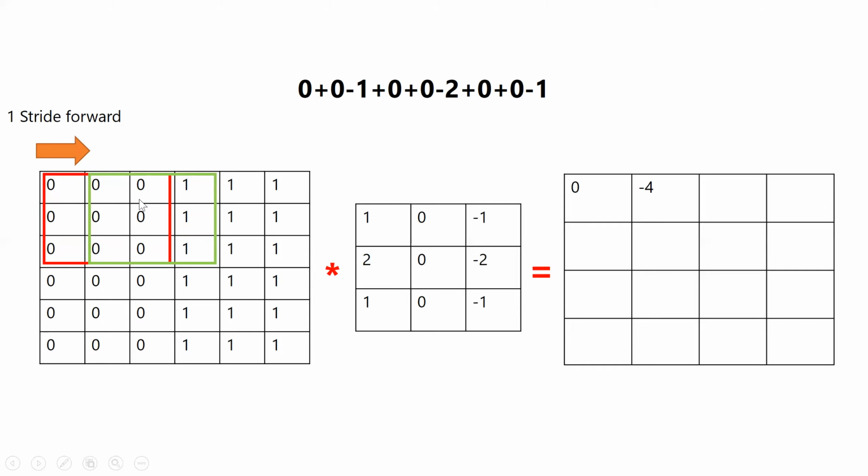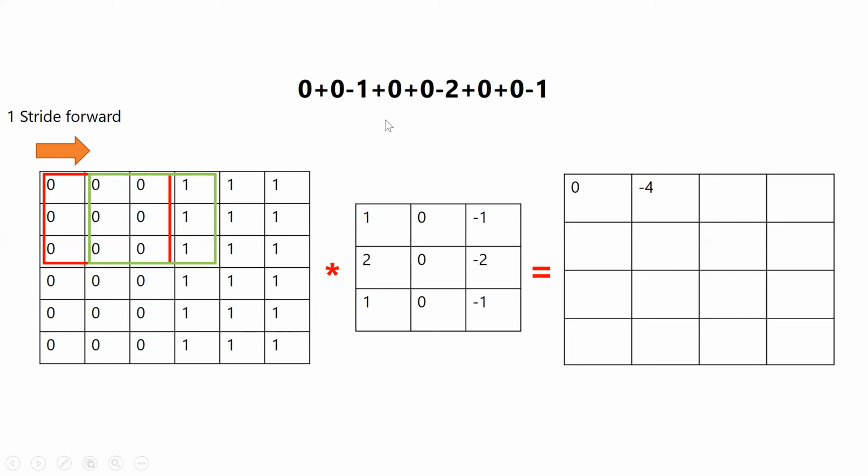Now if you see, we do the same multiplication. 0 into 1 is 0. 0 into 0 is 0. 1 into minus 1 is minus 1. So this is the minus 1. Then 0 into 2 is 0. 0 into 0 is 0. 1 into minus 2 is minus 2.